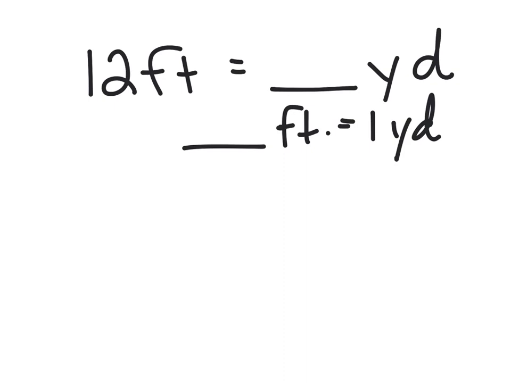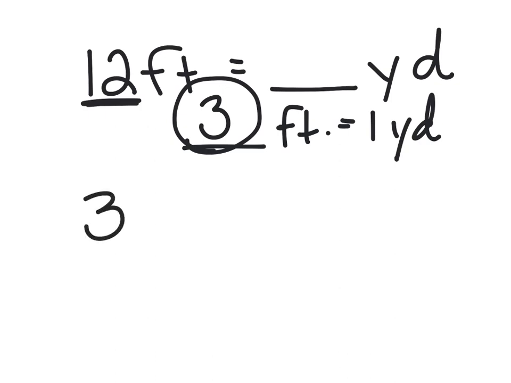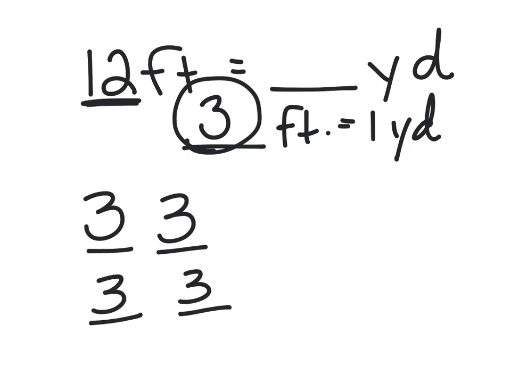Our next problem is going to be a little bit different because this time we're going to have to split it up. So we're going to take 12 feet and divide it up into how many yards it is. And we know how many feet are in 1 yard. The answer is 3. So we need to take this 12 and divide it into groups of 3. So if I take 3 out, then that leaves 9. So 3, 6, 9, 12, so that's 12 feet because I divided it into groups of 3 feet.